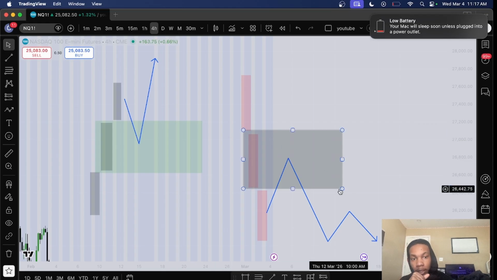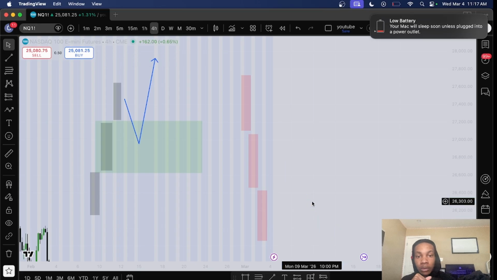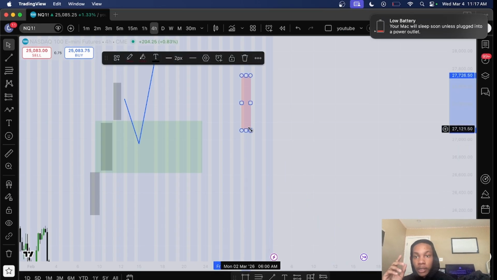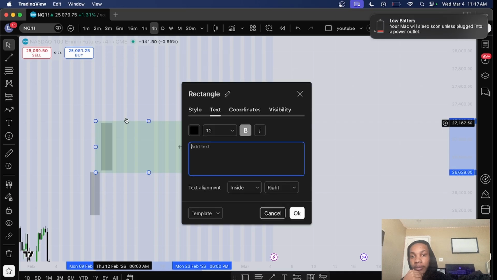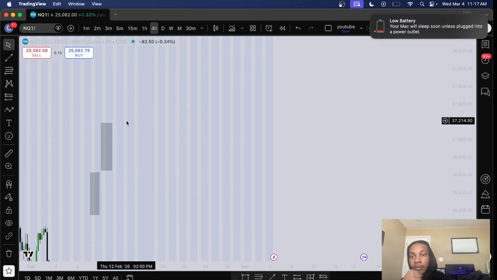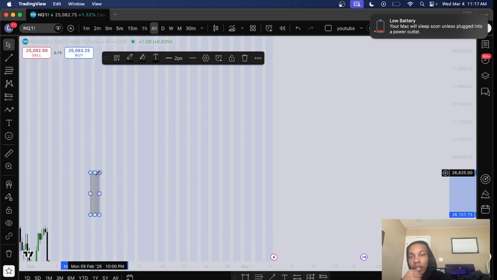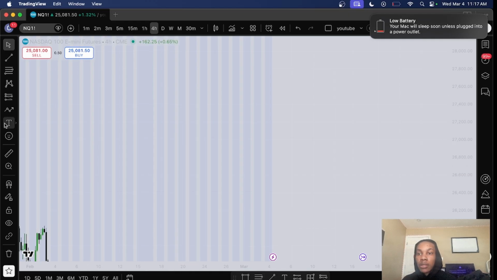So I want to show you guys an example on each time frame. And then after that, we're going to see if you guys understand the basic concept of fair value gaps and rebalancing into one another and being able to use them. There's two ways you can use them, right?